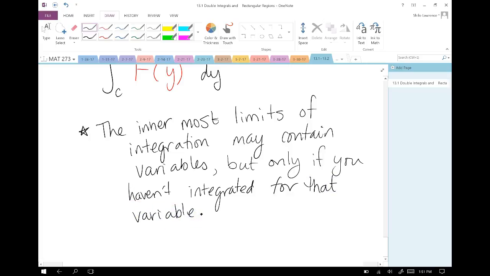Our outer limits have to be constants because at that point, that outer limit is the last one and we're done. There's no more to do. So those outer limits have to be constants. If we want to use these integrals to do areas and volumes, we've got to follow these rules.